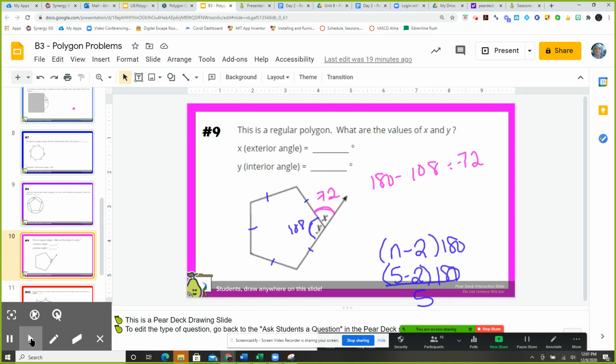So 108 is the interior angle, right? 108 is the y and the 72 is the x. And it's just like when we had our pentagon and we were talking about the interior and the exterior angle, right? We've got an interior angle of 108 and an exterior angle of 72.